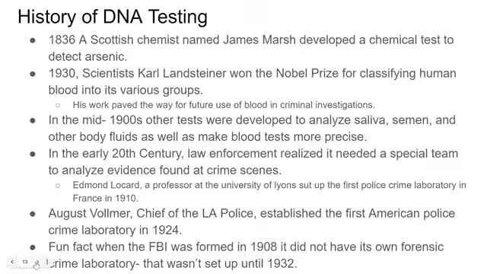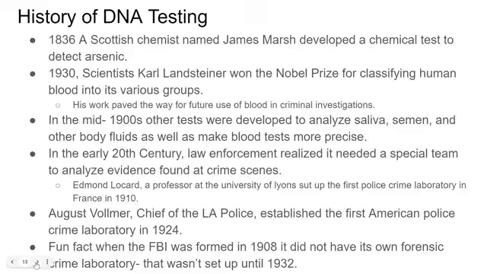In the 1930s, scientist Karl Landsteiner won the Nobel Prize for classifying human blood into various groups. His work paved the way for future use of blood in criminal investigations. In the mid-1900s, other tests were developed to analyze saliva, semen, and other bodily fluids, as well as make blood tests more precise.